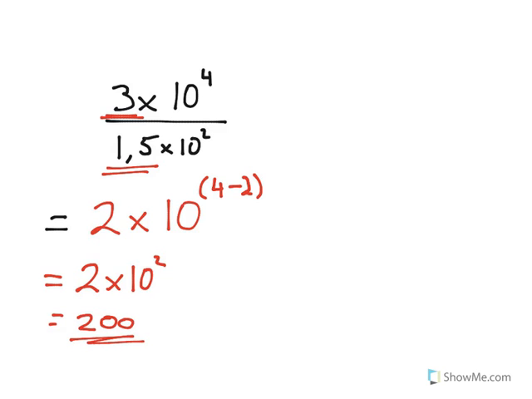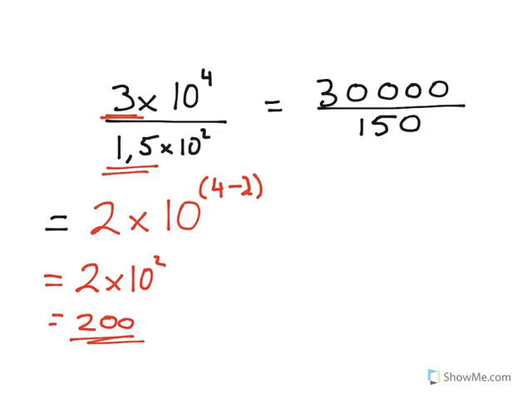Let's prove to ourselves that we're doing the right thing here. Well, we know that 3 times 10 to the power 4 is the same as 30,000. We know that 1.5 times 10 to the power 2 is the same as 150. If we would divide 30,000 by 150, the first thing we would do is cancel our zeros. And then we would say 15 goes twice into 30.